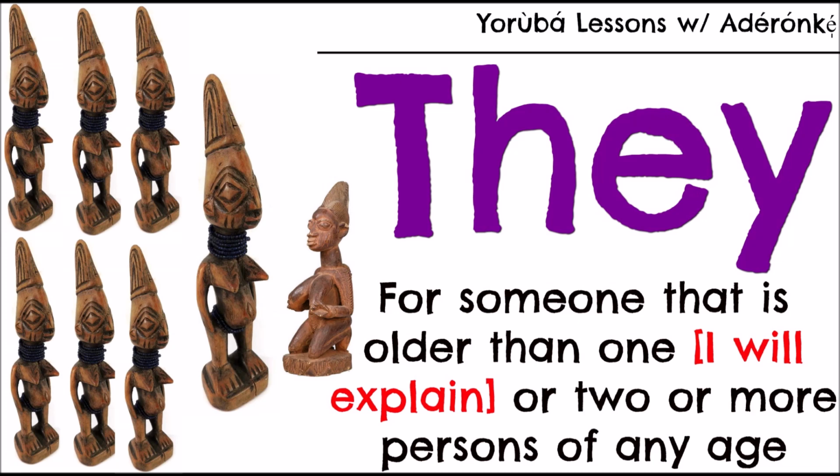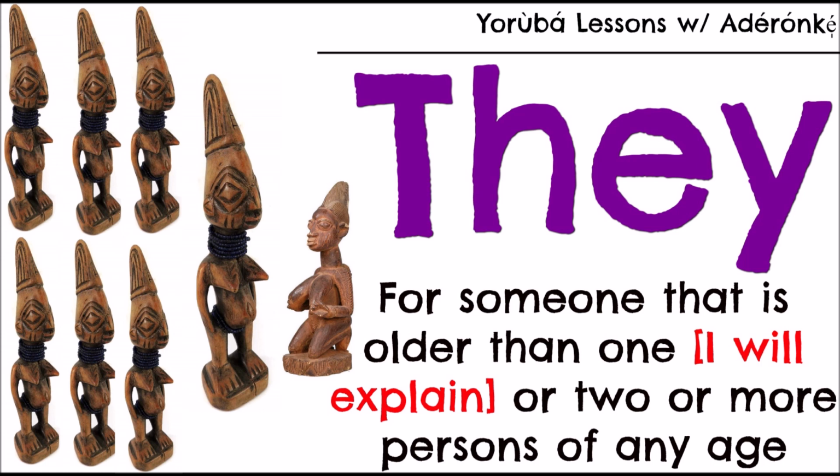Now for the last plural pronoun, they, this is what you would use when you're talking about someone that is older than you or two or more persons of any age. So I indicated here that I will explain. When you're talking about someone that is older than you, the same pronoun that you would normally use for he or she is not the one you would use for someone that is older than you. Ó fẹ́ rẹ́rìn, he or she wants to laugh. You're talking about someone, but you would only use ó when you're talking about someone that is younger than you or your age mate.